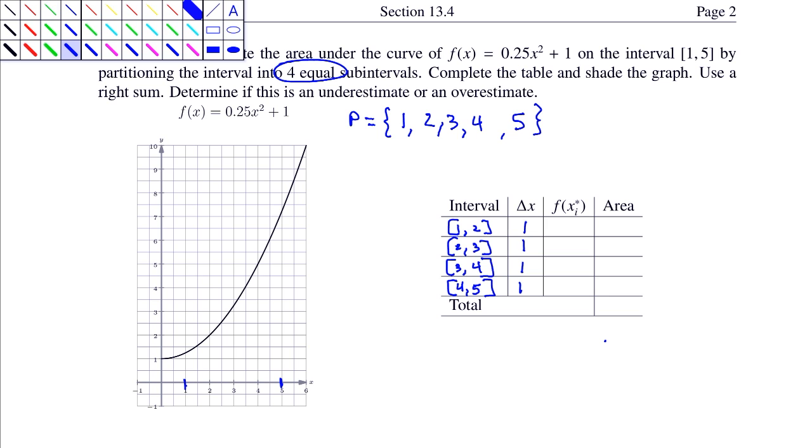Draw the rectangles based on the right endpoint. So we'll go over to where f is 2, go up to the function, then go back across, go over to 3, go up, go over to 4, go up, and then go over to 5. Oops, give it. And shade that in.